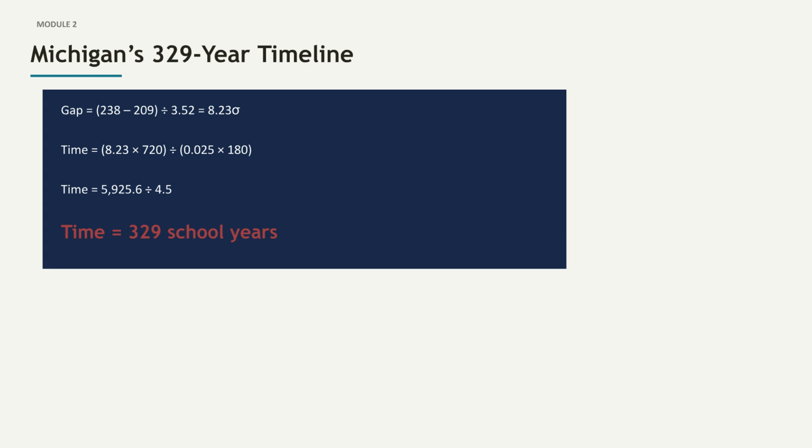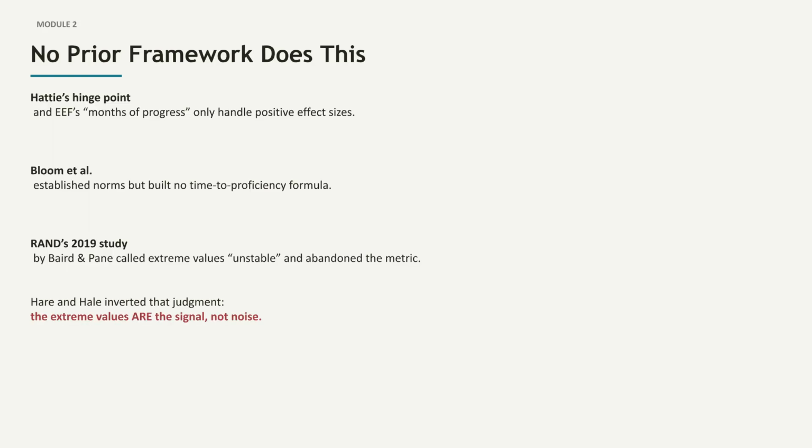5,925.6 instructional day equivalents divided by 4.5 instructional day equivalents per year. No prior framework handles negative growth this way. Other metrics only consider positive effect sizes or abandon extreme values. Hare and Hale view extreme values as a critical signal.